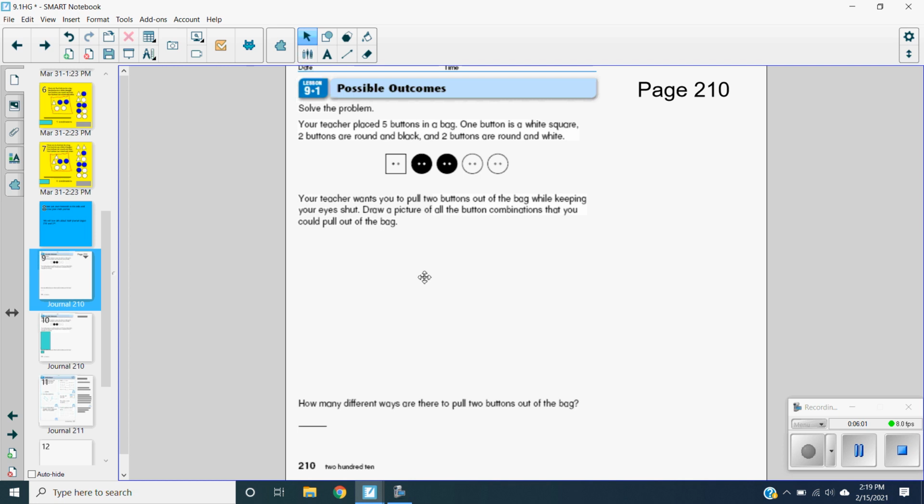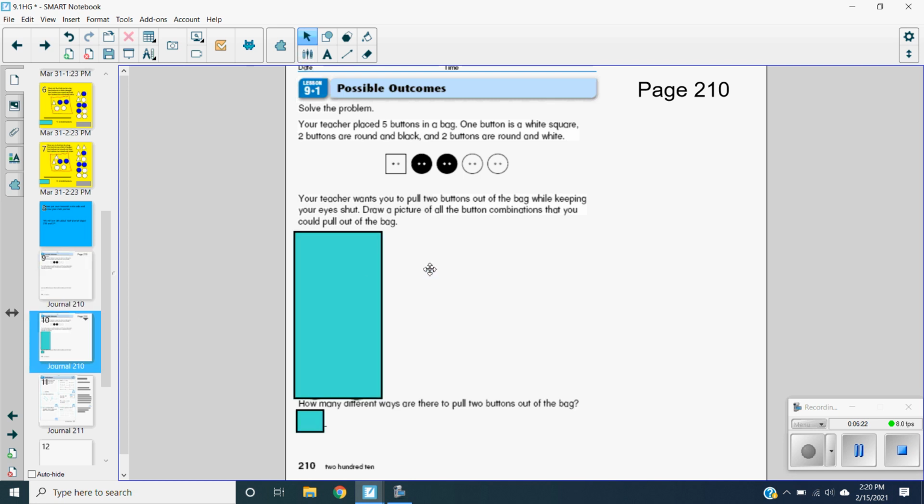And your teacher wants you to pull 2 buttons out of the bag while keeping your eyes shut. Draw a picture of all the button combinations that you could pull out of the bag, and then tell me how many different ways are there to pull 2 buttons out of the bag. Press pause to solve and then play when you're ready to check.